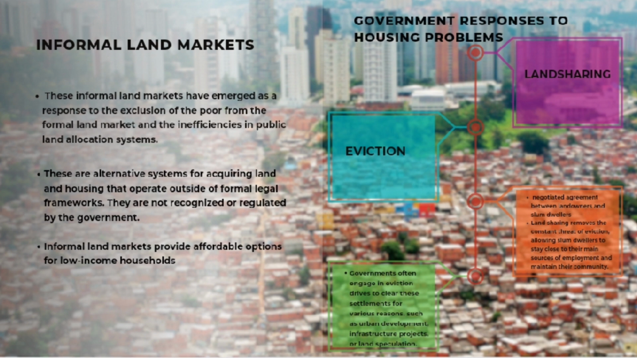And second is land sharing. So, this is a way to improve land where people are living without permission. It involves making the existing home better and giving these people a new home in a proper neighborhood.